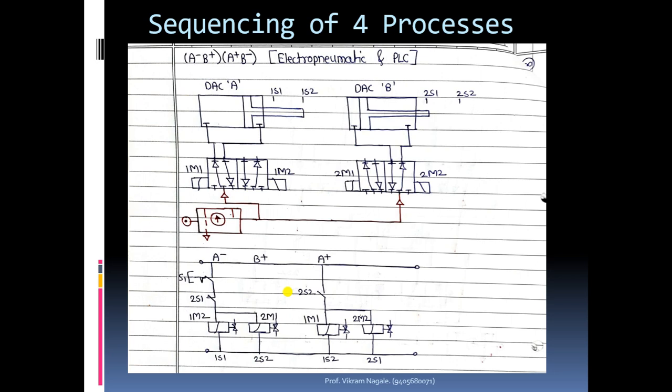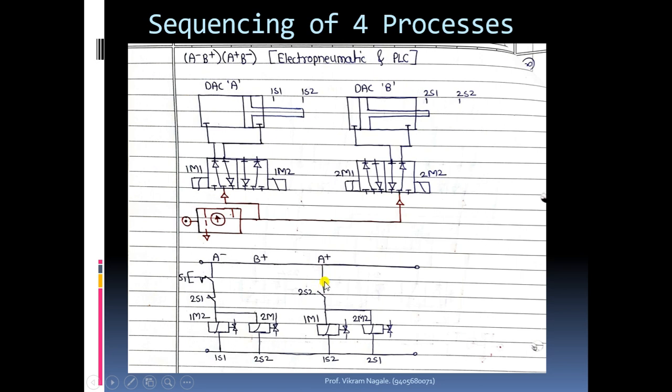Now here you can see these are the alternate sequences A minus, B plus, A plus B minus. Okay, but these two are required at the same time. So here, if you use this 2s1 as well as 2s2, that will be better. So it will avoid all the problems that may come in getting these two processes together. Okay, so better use 2s1 and 1s2 over here, and 2s2 and 1s1 over here.